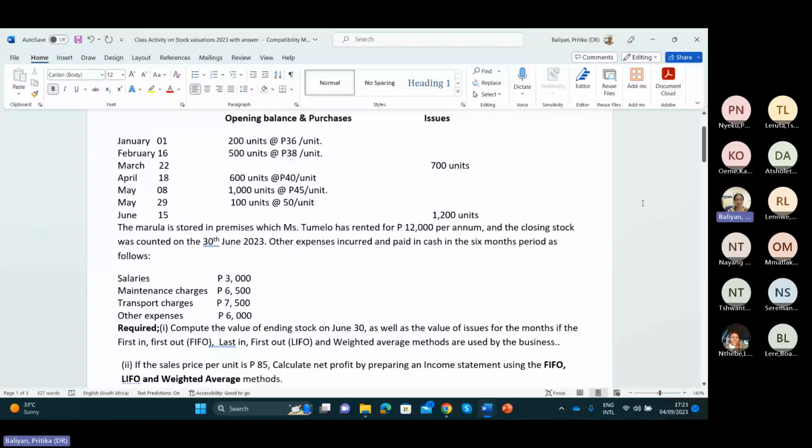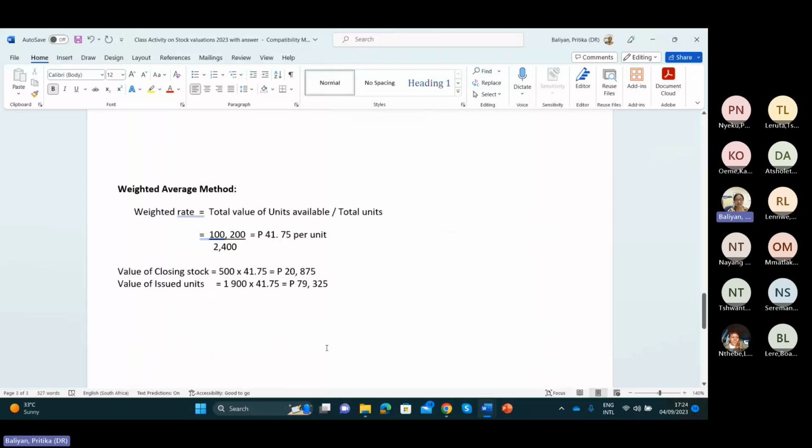And then you can see how many units were issued and sold out. We assume that all the units which were issued are also sold out. So opening balance plus purchases minus issues, like 700 plus 1200, 1.9. So the value of issued units is 1.9 times the weighted rate. And when you're calculating the closing stock, it is the number of units of closing stock times the rate.